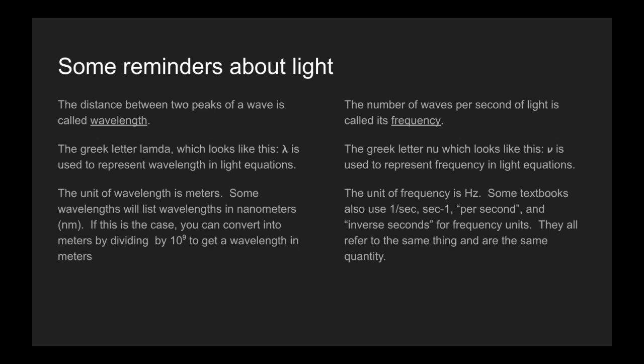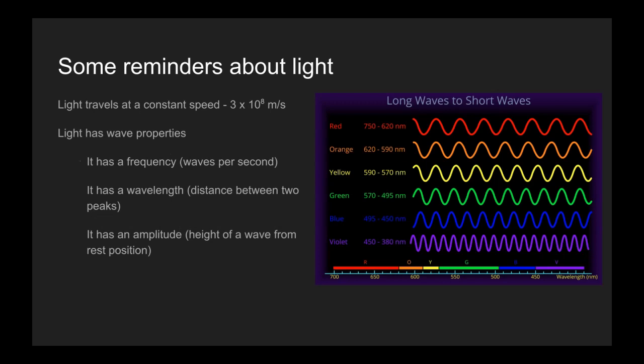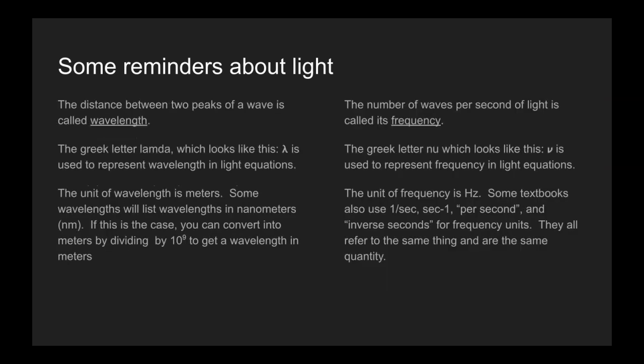Occasionally, like you saw on this slide right here, these wavelengths are listed in nanometers, nm. In order to do work and calculations with these numbers that are in nanometers, you'll have to convert them into meters, and you do that by just dividing by 10 to the 9th power. That'll convert it from nanometers into meters.